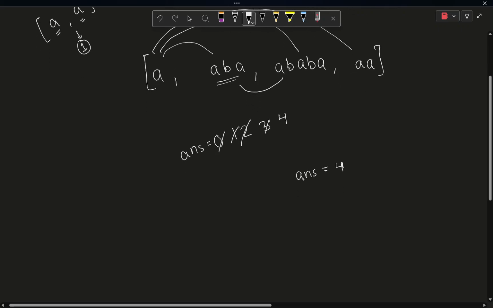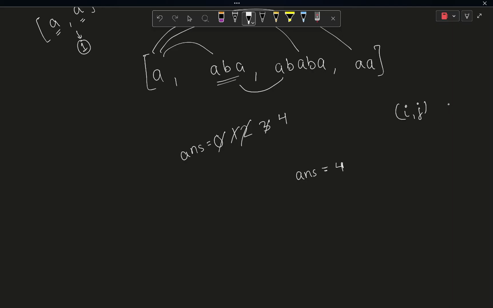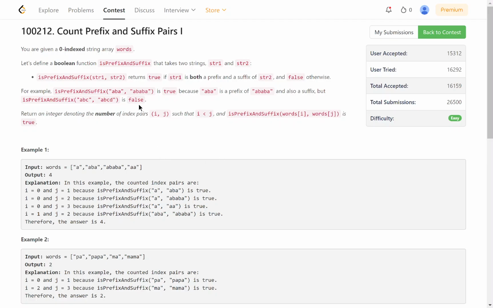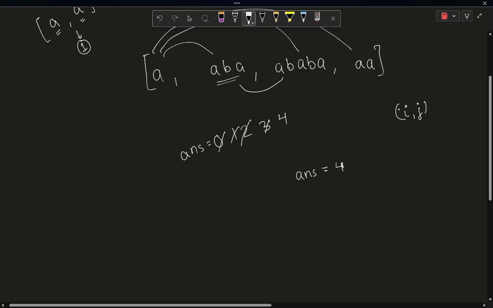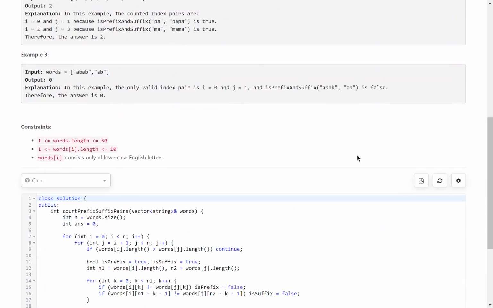Now doing this thing is very simple. All you have to do is in the given array, you just have to check for each and every possible combination of I comma j. If this thing gives you true, in that case increment the answer, otherwise don't. So what you have to do is check for every possible combination of I and j. If it passes, then increment the answer, otherwise no. So let me show you my code.